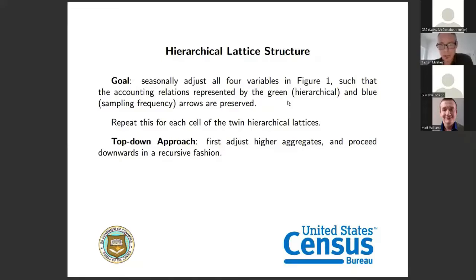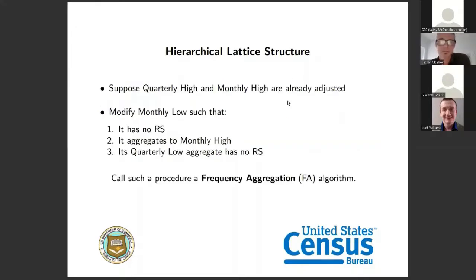Okay, so this top-down approach, the idea is to begin with higher level aggregates like the PCE and go into goods and services and sort of trickle down in a recursive fashion. So we might think about the quarterly high and monthly high. Suppose that we've already adjusted those in some previous step of our algorithm. Now we want to modify the monthly low such that 1, it has no RS. 2, it will aggregate up to the monthly high, which we've already done and we presume is good in terms of having no RS.